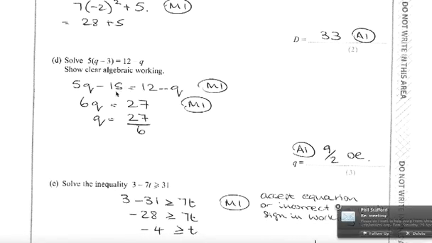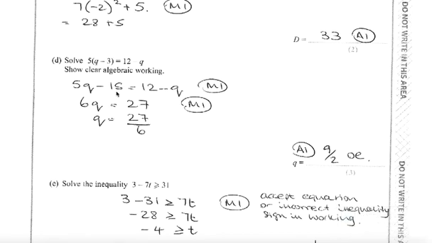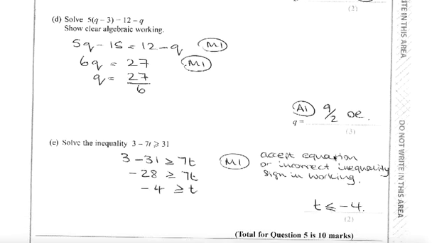Part D, correct working on this, multiply out, and therefore we get 5q minus 15 is 12 minus q. 6q equals 27. Q is 27 over 6, which reduces to 9 over 2.